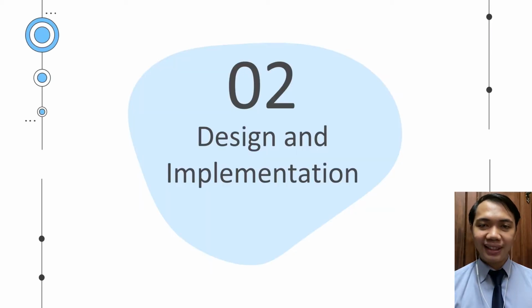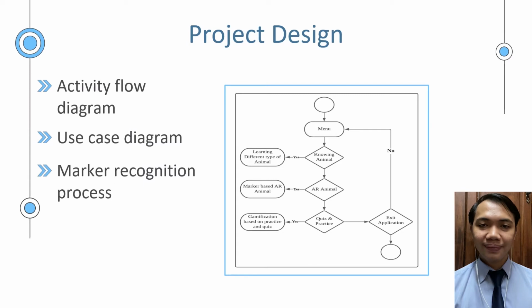Next, I will present about the design and implementation for this project. First, I will start with the project design. There are 3 project designs that have been used, which are activity flow diagram, use case diagram, and marker recognition process. As you can see in the figure on the slide, this is the activity flow diagram for this AR animal application.